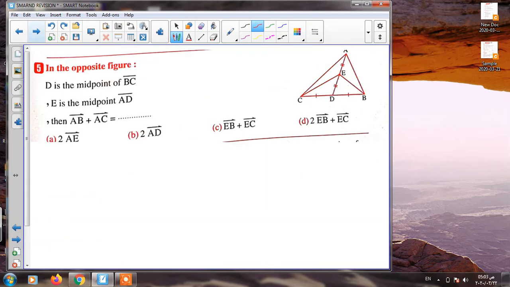next. Here I don't know why he gave me a, because D is the midpoint, so AD is the median in this triangle. AD is the median, and in this case we have a rule: AB plus AC equals twice AD. Really, I don't know why he gave me the other given.